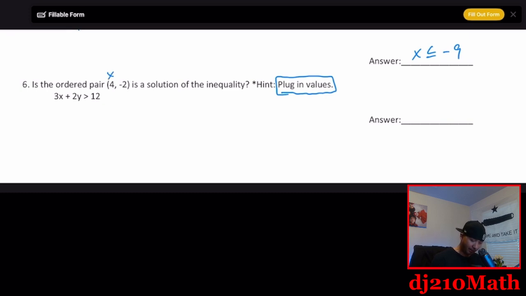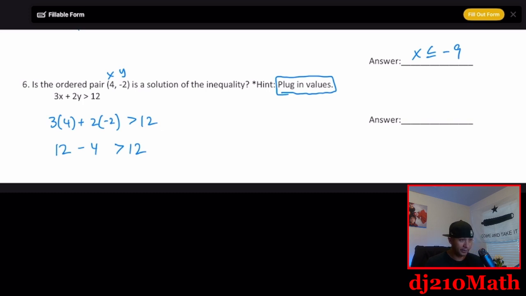So this is x and this is y. So we just plug in our numbers. 3 times 4 plus 2 times negative 2. Is this greater than 12? So we have 12 on this side. 2 times negative 2 is minus 4, right? 2 times 2 is 4, negative. And is this greater than 12?